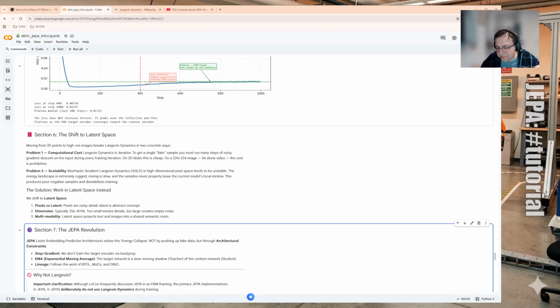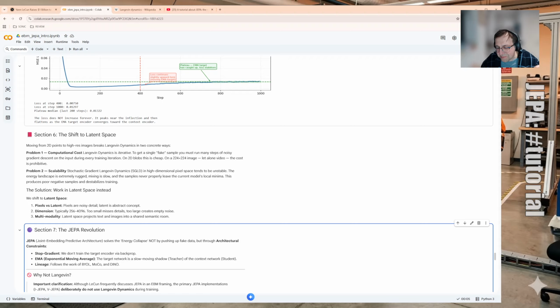So what's the JEPA revolution? As I mentioned before, you solve the energy collapse not by pushing up fake data, but through a constraint. And the constraint is this stop gradient. So we don't train the target encoder via backprop. Remember, the target encoder is frozen, so it doesn't move. You can check the code, there is no backprop there. The backprop is on the predictor only.